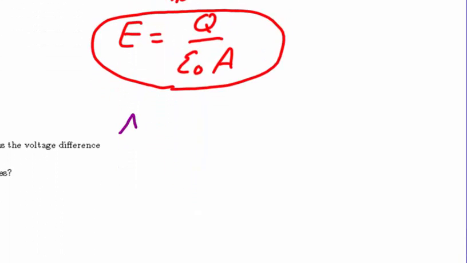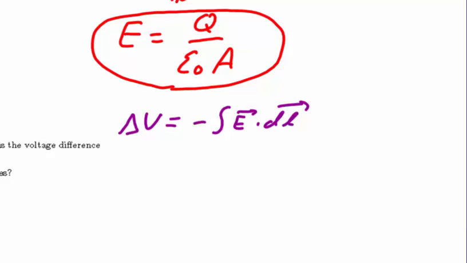Whenever we've determined an electric field, we can then calculate the difference in potential between any two locations by integrating the electric field. Delta V is the negative integral of E dot dl. We'll integrate from the left plate to the right plate, and E is a constant.